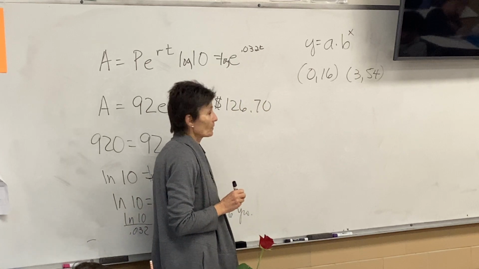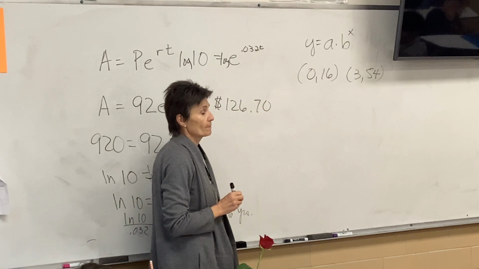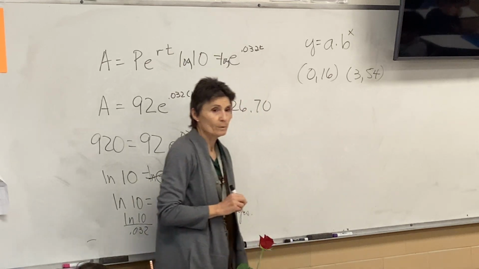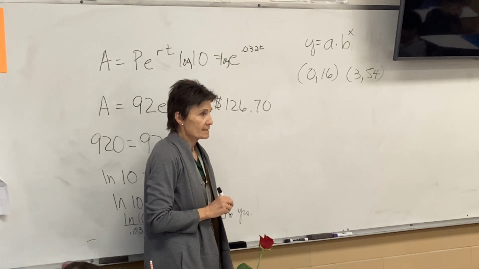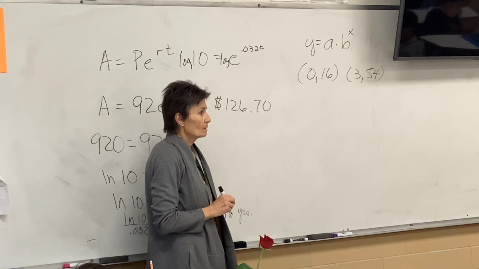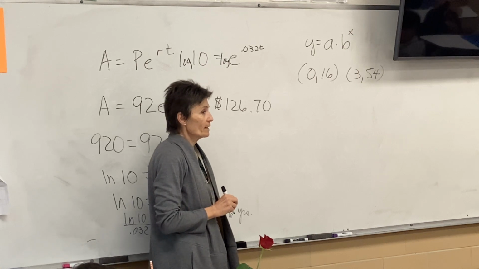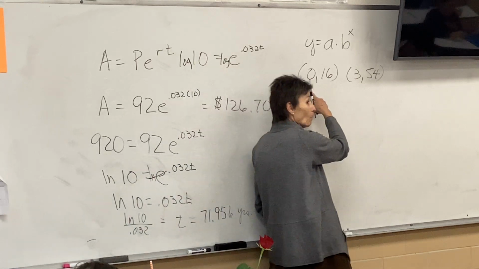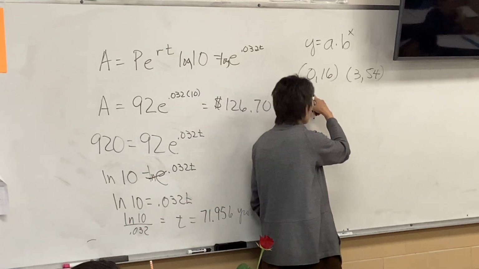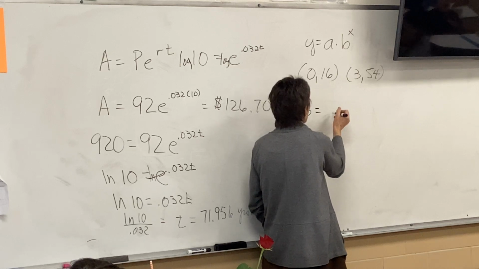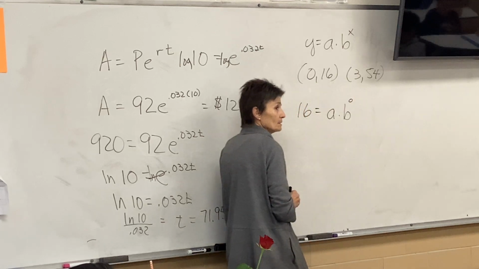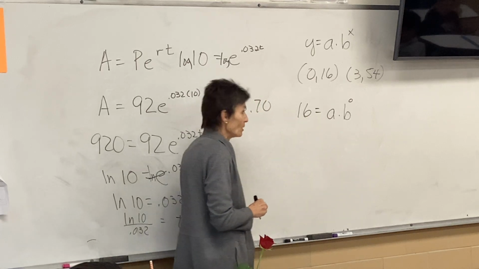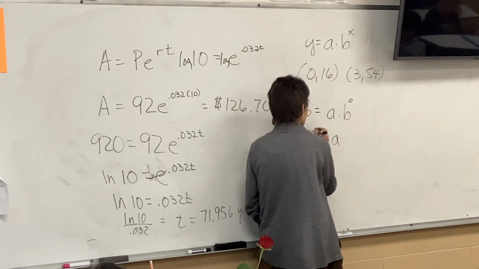Okay, Lily? All right, so what do you think we ought to do first? Oh no, we need to know what to do first. Can someone help her? Julia? Take one of the points and plug it in the equation. Yeah, and I would suggest if you got one that's a 0, plug that one in first. So I'm just going to plug that in. So 16 equals A times B to the 0. What is the good news about that? We know what A equals, so A equals 16.